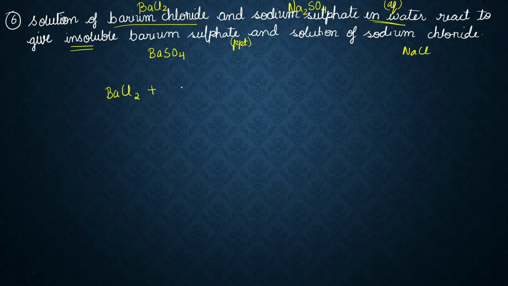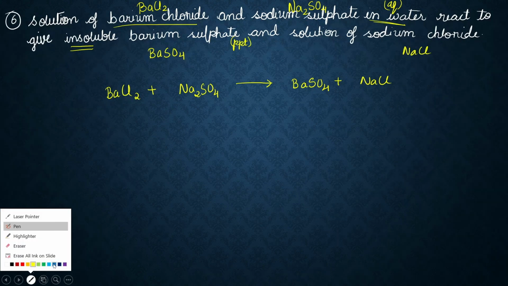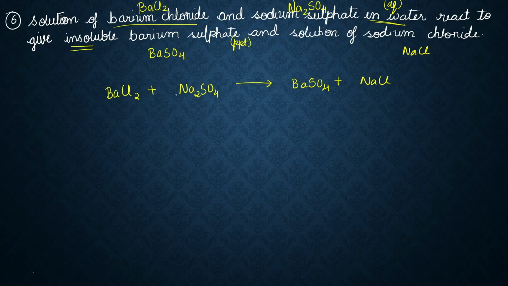BaCl2 reacts with Na2SO4 to give barium sulfate and sodium chloride. Now let's start balancing. If you observe here, the number of sodium atoms on the reactant side is 2, but on the product side is 1. So what will I do? I'll multiply the product side by 2. Now the number of chlorine is balanced, sodium is balanced, barium is also, so this is the balanced form.